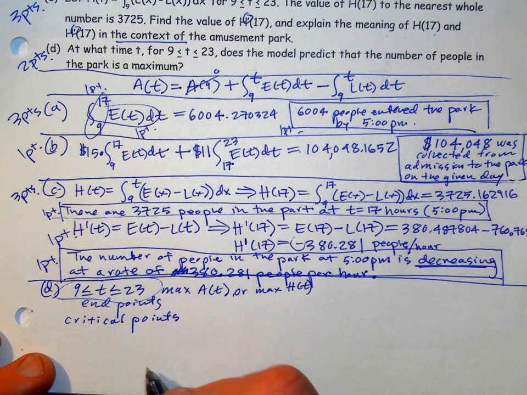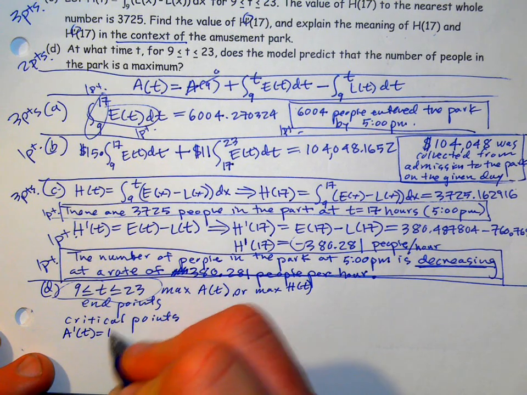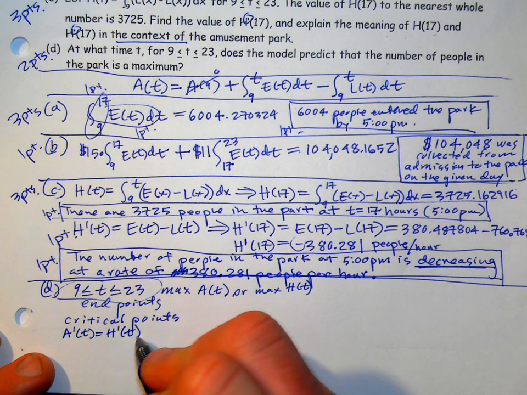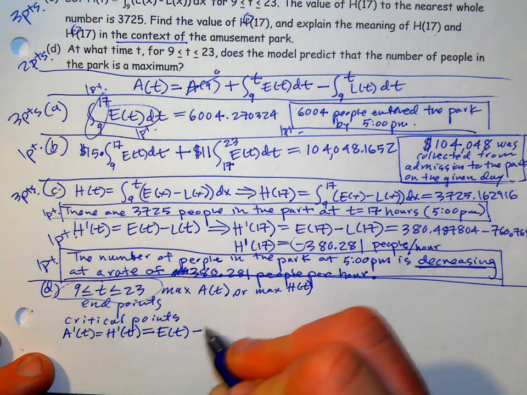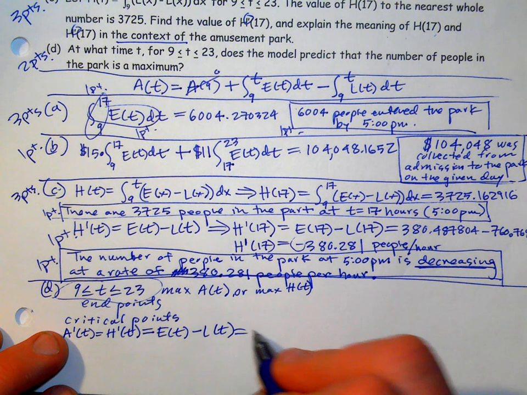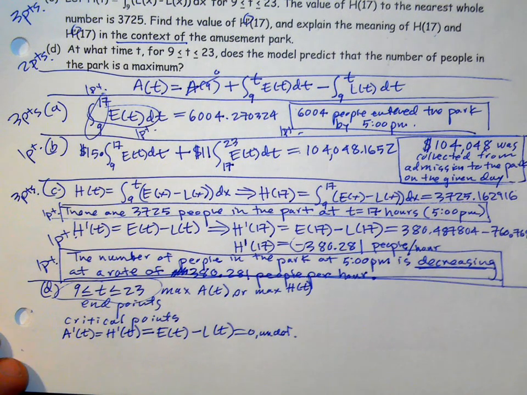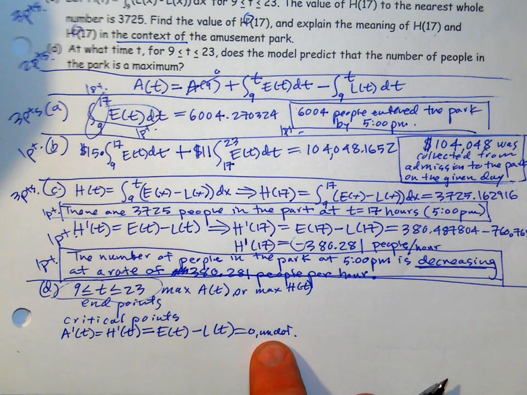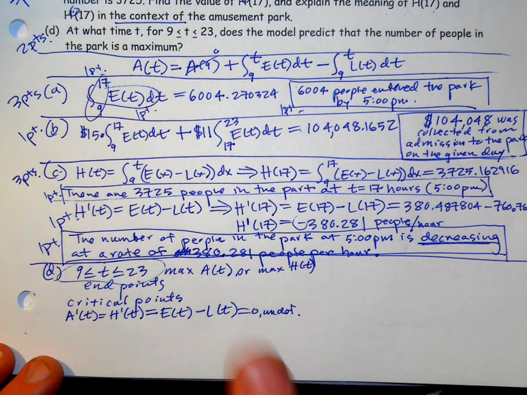How do you find critical points? Well, you take H prime, and it equals E(t) minus L(t). Okay, now that's not good enough. That's a derivative. Equals 0 or undefined. You got to write this. You could lose points for not writing that. But you could get a point just for writing that sometimes on this kind of thing. But you want to write that.